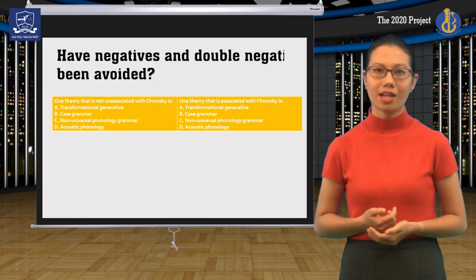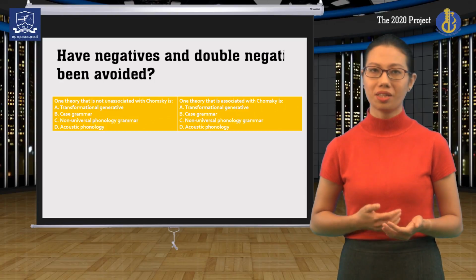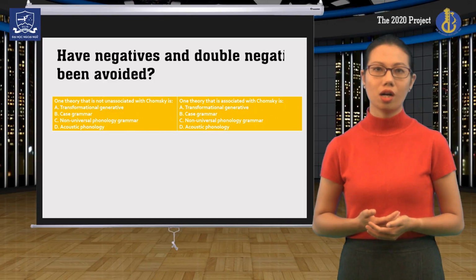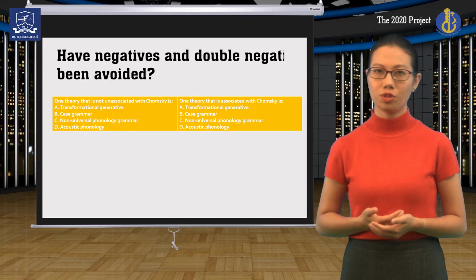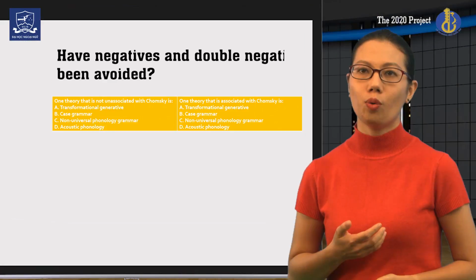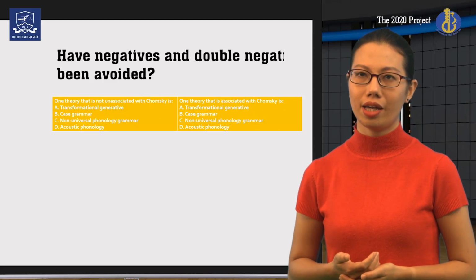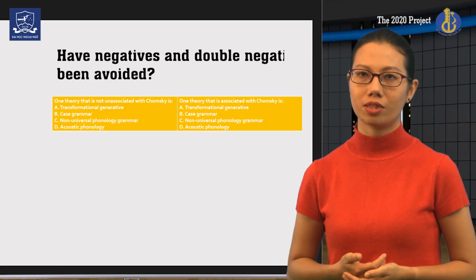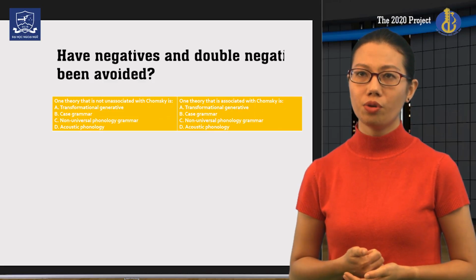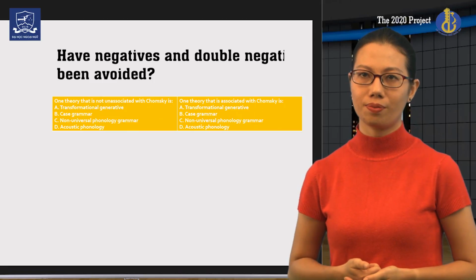Clearly, the three negatives, not, un, and non, in this item make the item impossible to process, whereas the following accomplishes the same thing without confusion, even though it contains the single negative non. One theory that is associated with Chomsky is A. Transformational generative, B. Case grammar, C. Non-universal phonology grammar, D. Acoustic phonology.